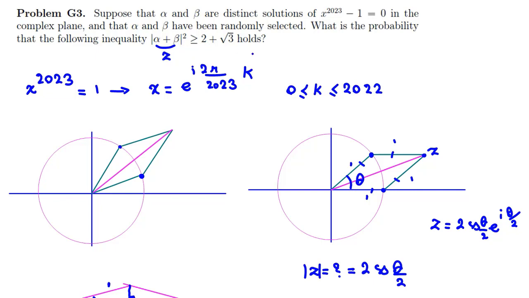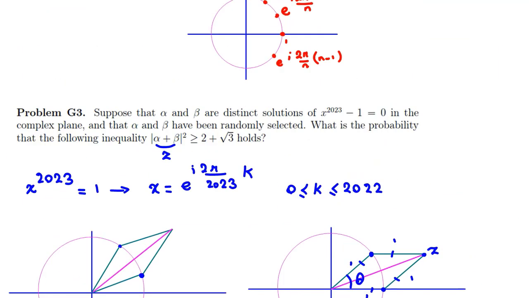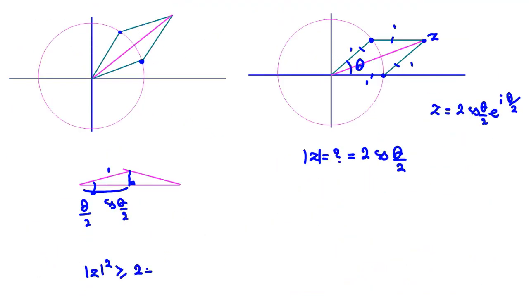z squared should be greater than or equal to 2 plus root 3. So z squared should be greater than or equal to 2 plus root 3. And z squared here will be what? Will be 4 cos squared theta over 2. Now we can say cos squared theta over 2 is greater than or equal to 2 plus root 3 over 4.